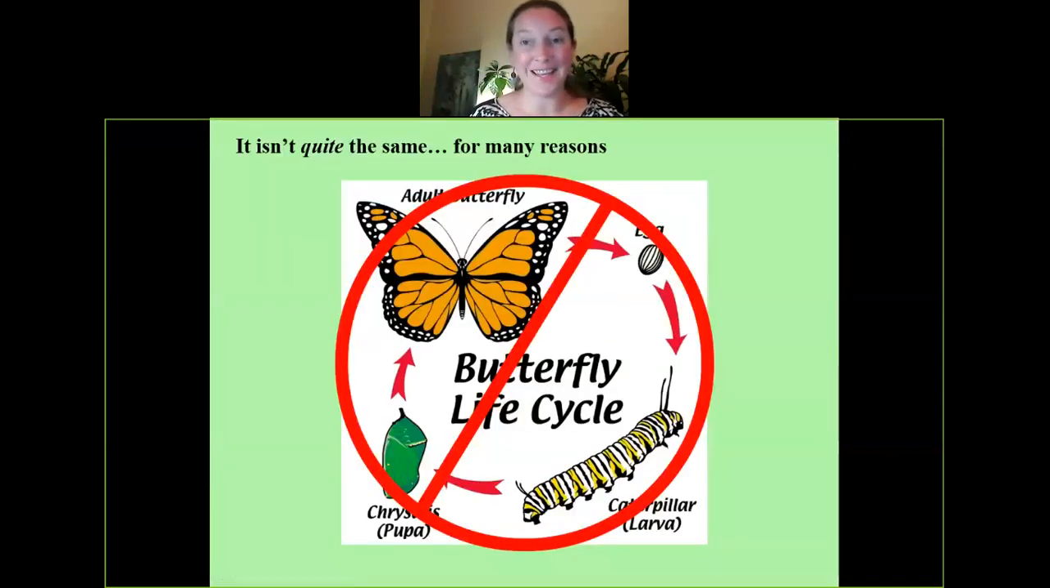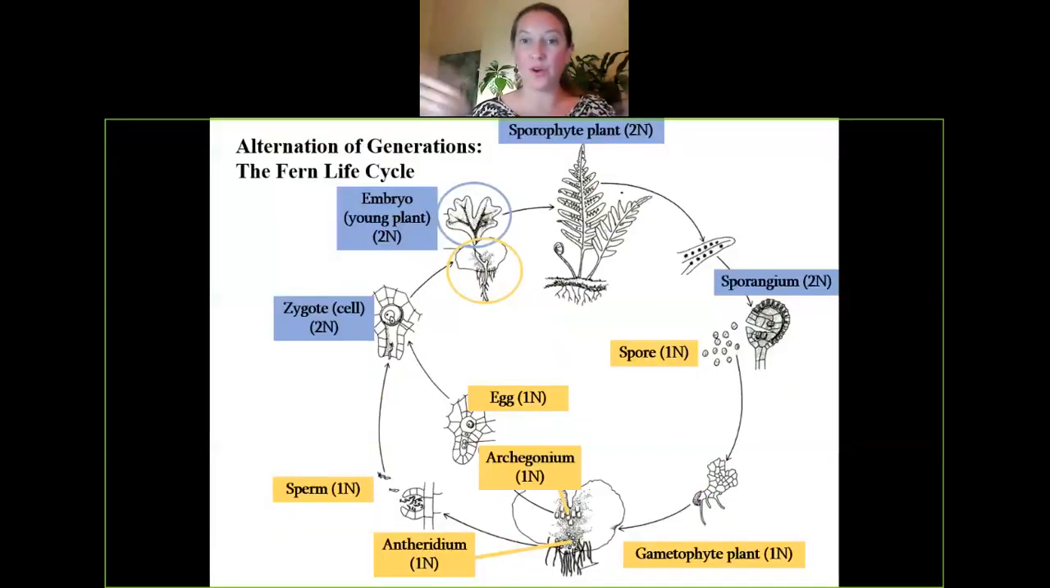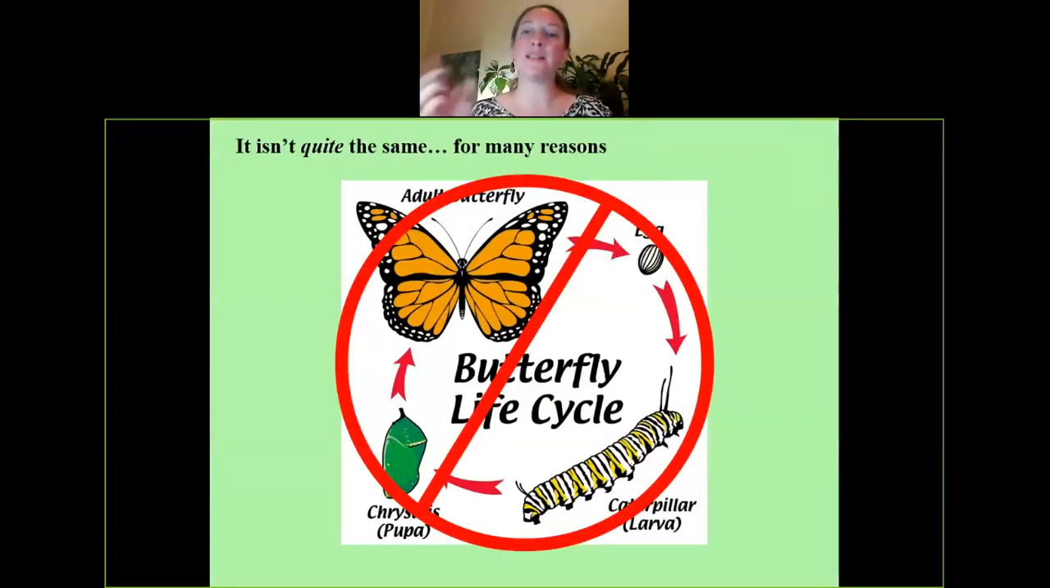So as you can see, it's good to think of this as two organisms existing for one life cycle. But it's not quite the same as the caterpillar and butterfly, because in the case of the caterpillar and butterfly, the caterpillar is diploid and the butterfly is diploid. And that's not what we have in the plants.